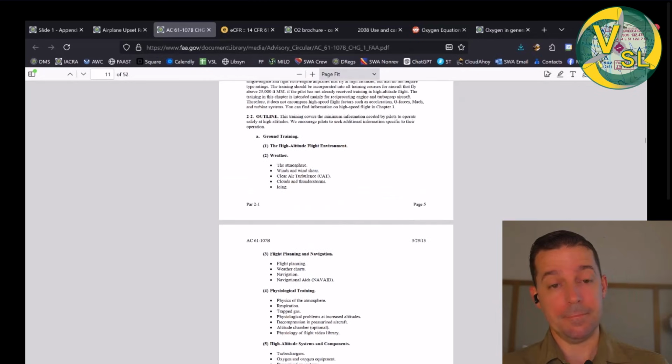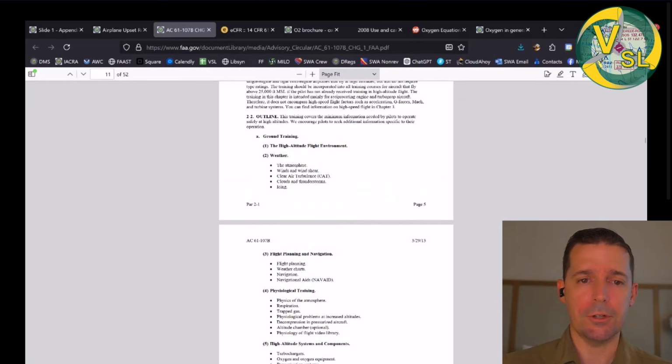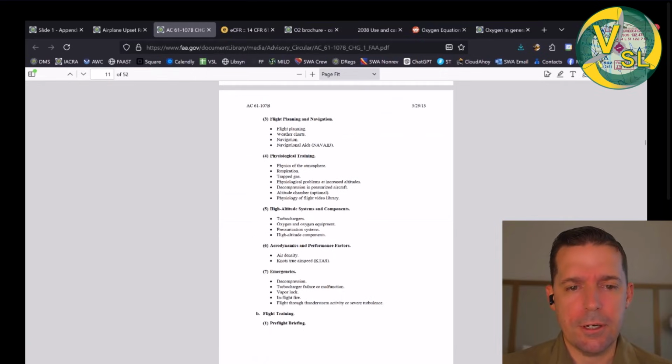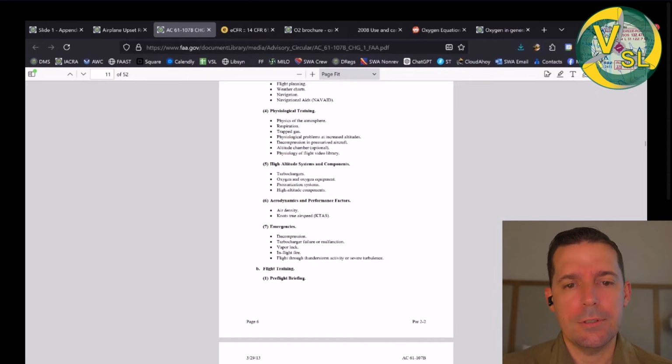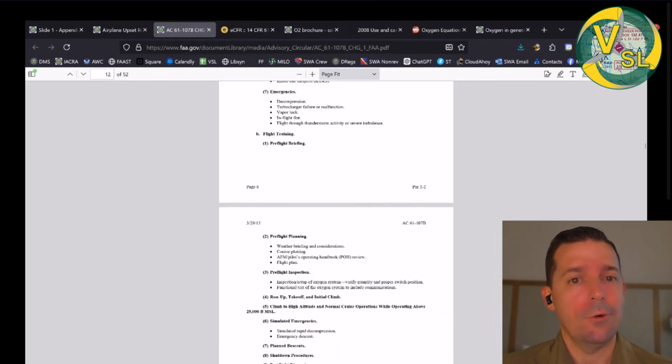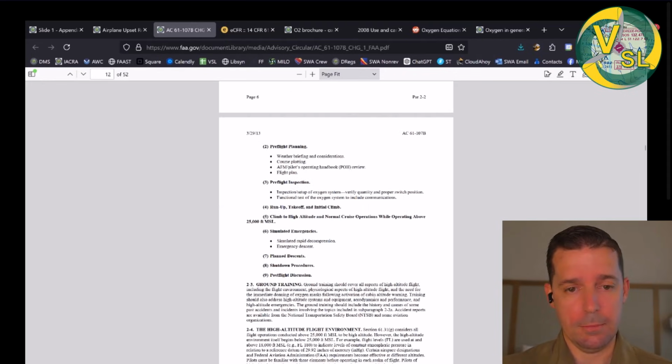So here we go. Here's the training outline. So your ground training, we're going to start with weather, our flight plan and navigation and physiological training, high altitude systems and components, aerodynamics, performance factors, emergencies, and then it gets into our flight training that we're actually going to do. Now, we're just going to talk about the ground training component.